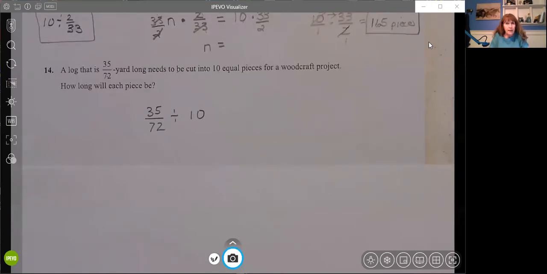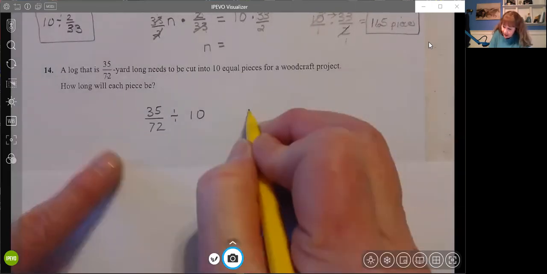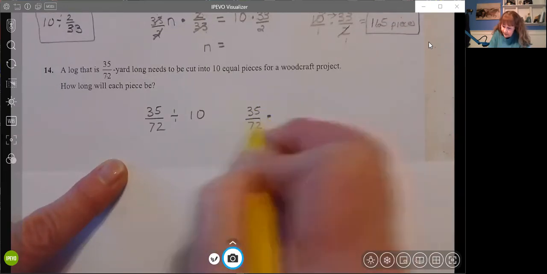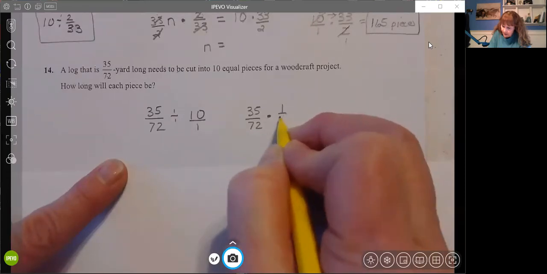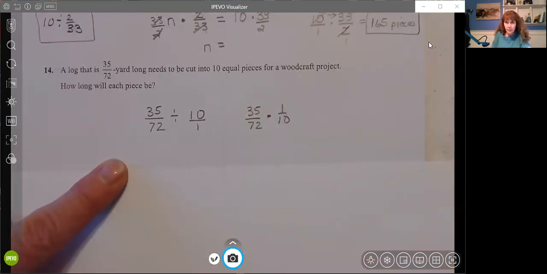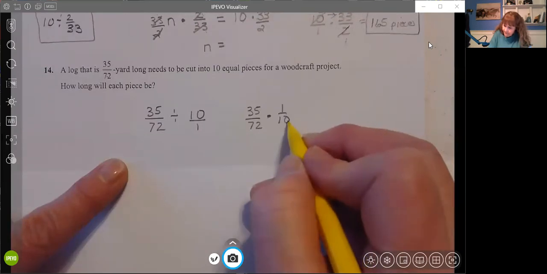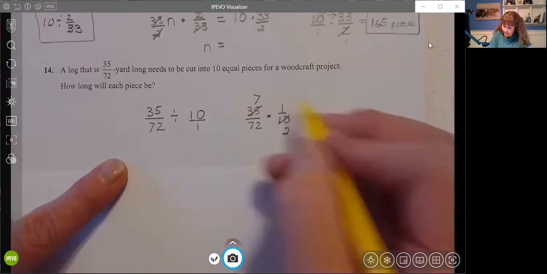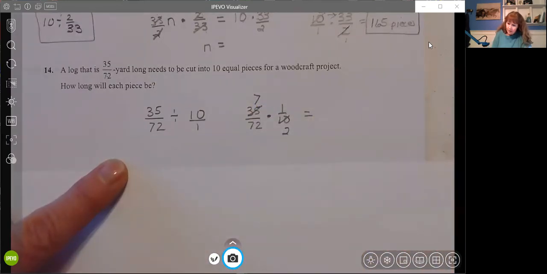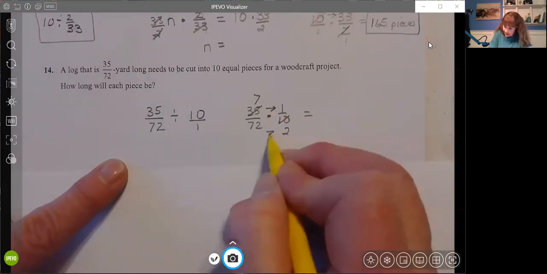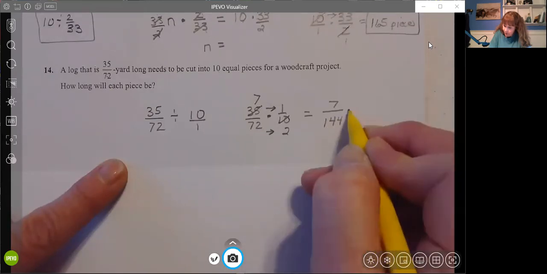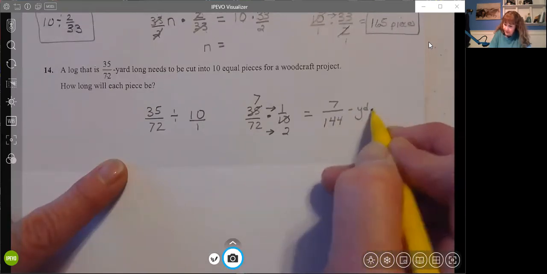So this is a copy dot flip. We will have 35 over 72 times 1/10. I would definitely reduce here. 5 goes into here twice, 5 goes into here 7. So it looks like each piece is going to be 7 over 144 yards each.